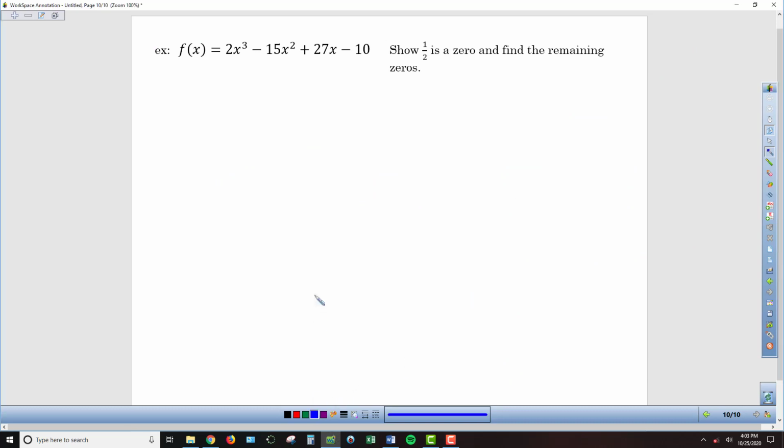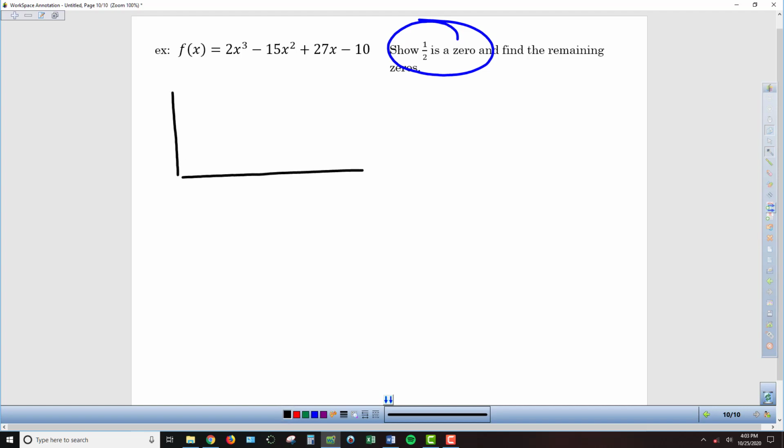So we can try that one more time. Similar question. We want to confirm that 1/2 is a 0 of this function, and then we want to find the remaining zeros. So I go to my synthetic division. I'm going to have a 1/2 on the outside here. I'm going to use my coefficients of the polynomial. This time none of them are missing. So I've got 2, -15, 27, and -10.